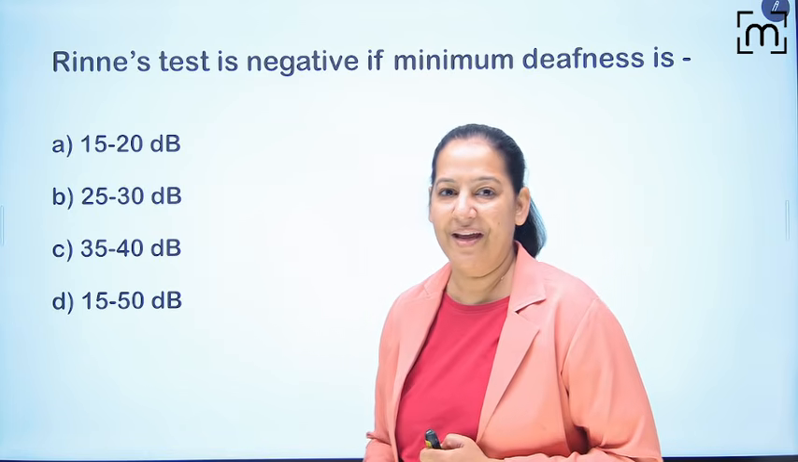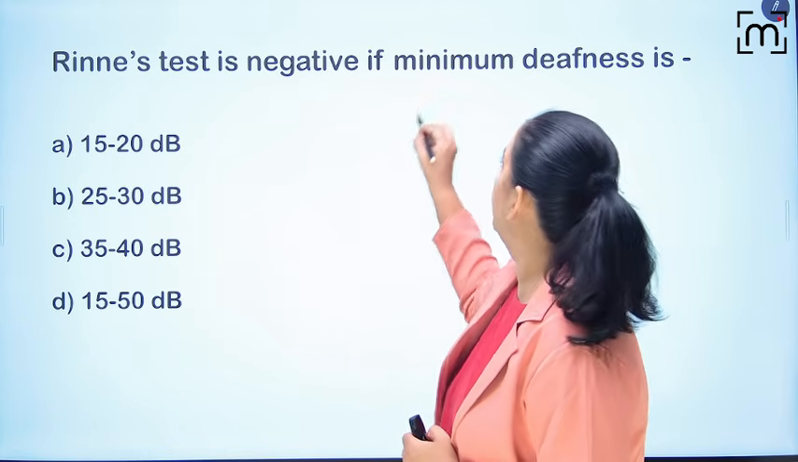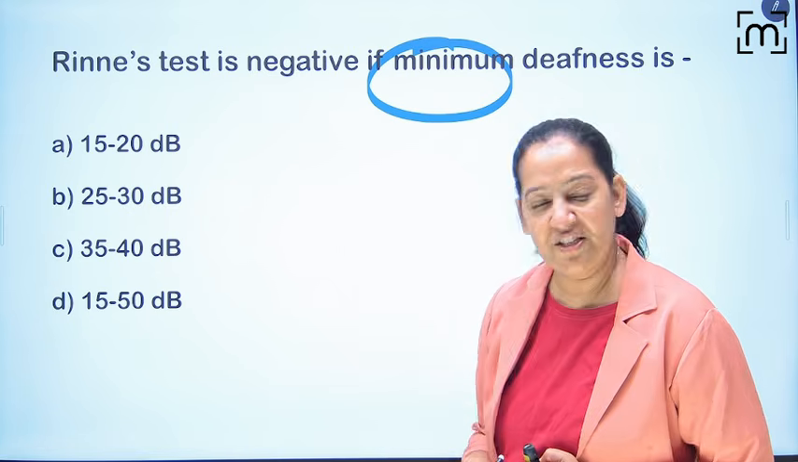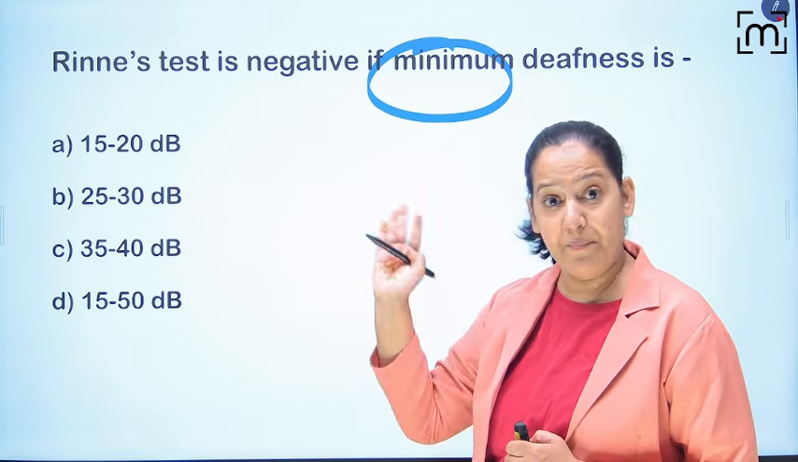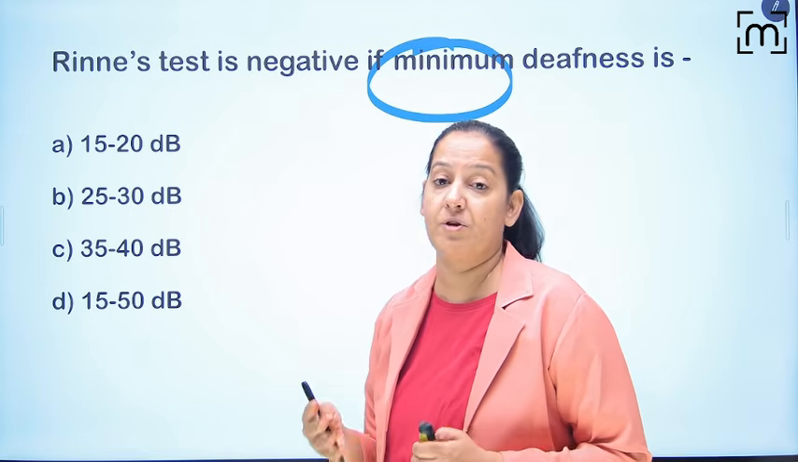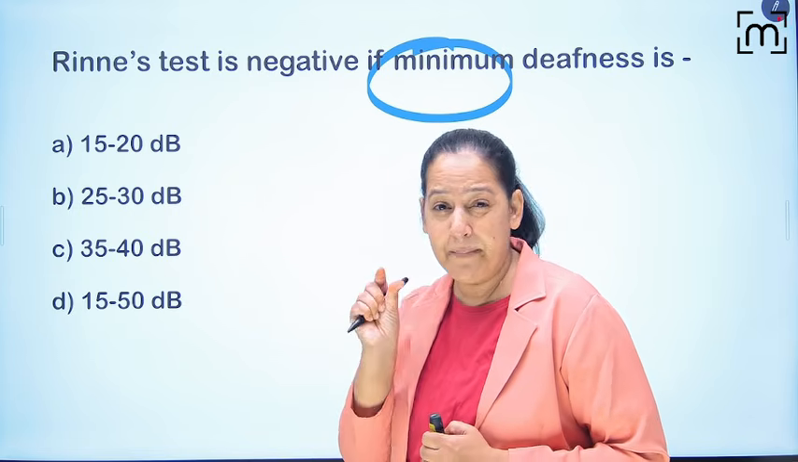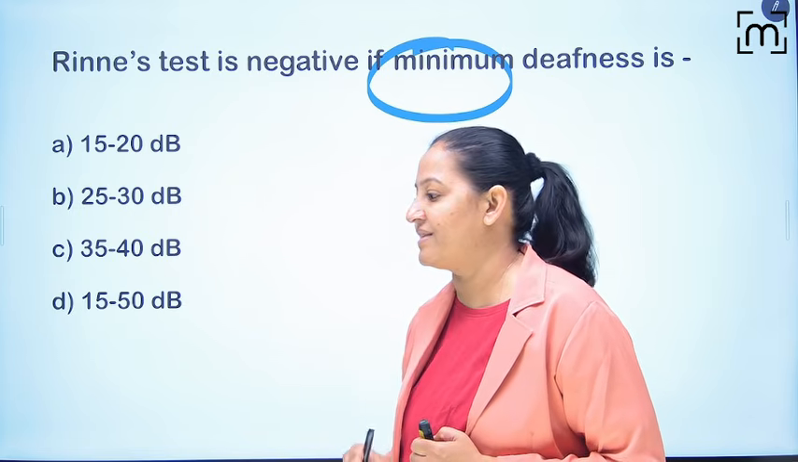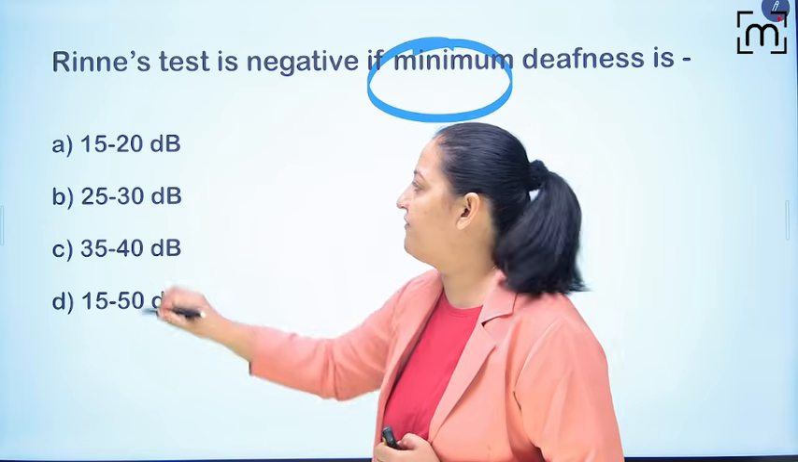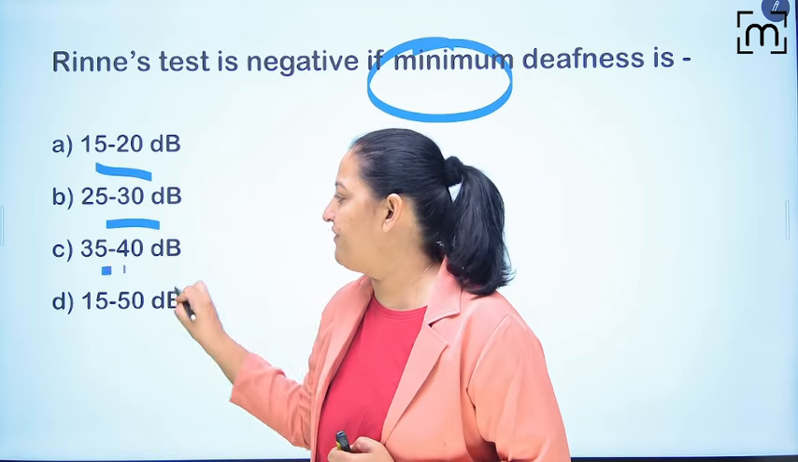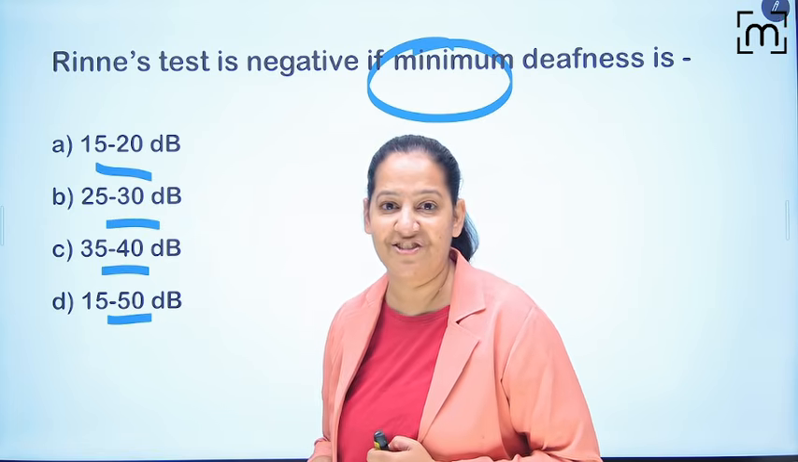Tell me the minimum deafness which is detected by Rinne. I mean, Rinne is negative below what? Whether deafness is present or absent, Rinne is negative below what? Tell me the minimum deafness, the cutoff deafness, which is detected by Rinne. Is it 15 to 20 decibel, 25 to 30, 35 to 40, or 45 to 50? What is the range? I told you.